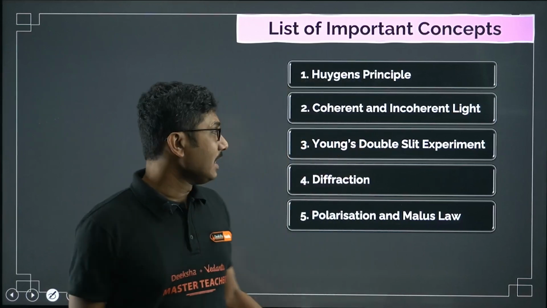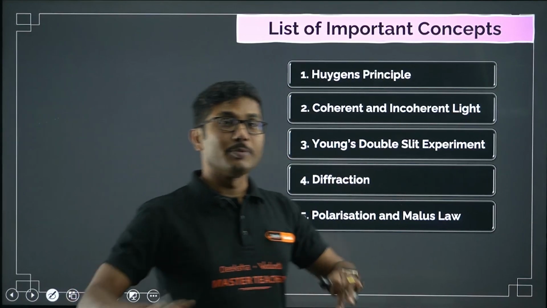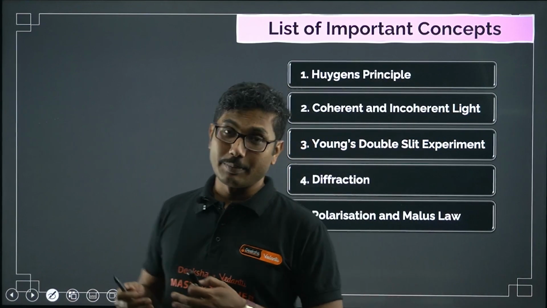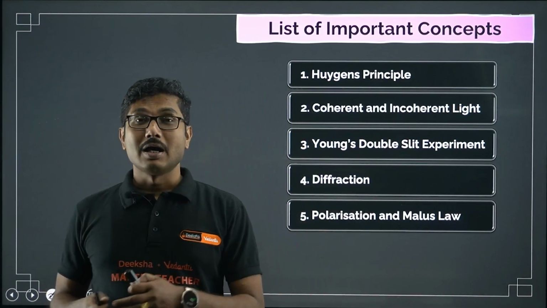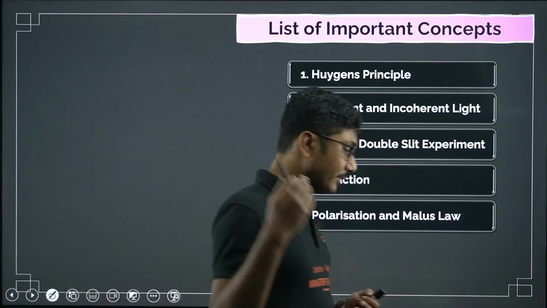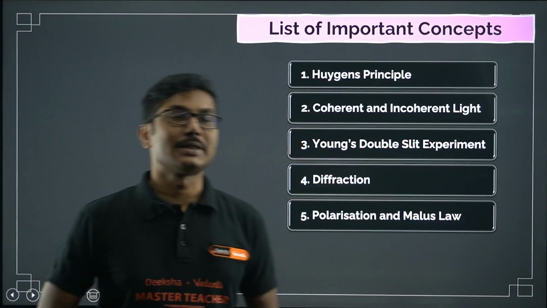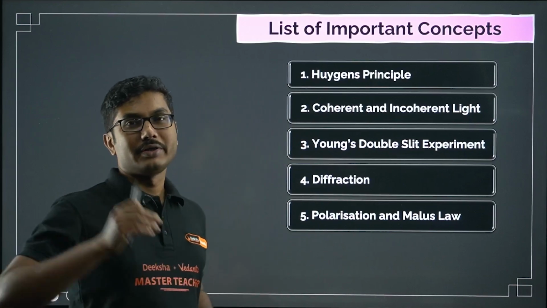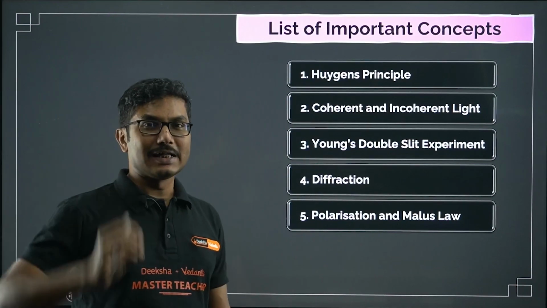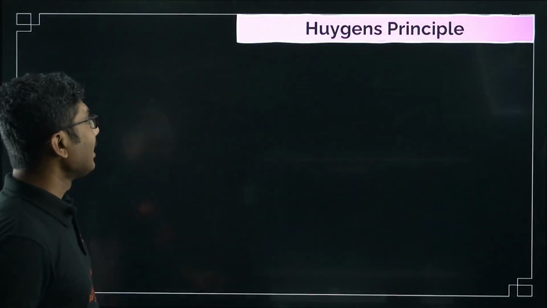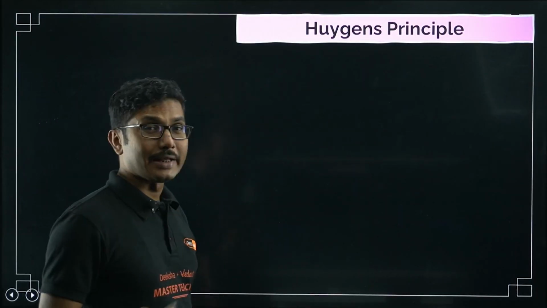So these are very small concepts, not too much there because derivations are not there. Also, parts of Young's double slit experiment, like the fringe width, etc., are deleted. There are not too many things in this chapter, but still there is enough for 3 to 4 questions, and you can easily answer those questions if you follow this lecture. Now let's start with the first concept, which is Huygens principle.